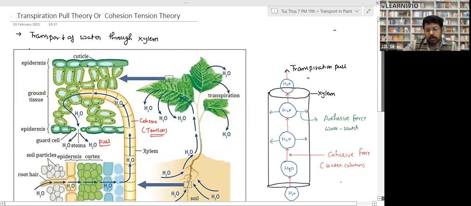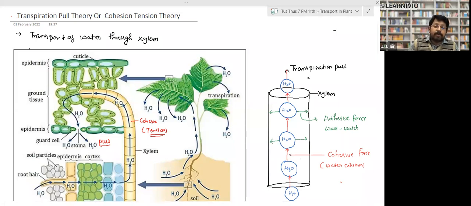So one water molecule is pulling another water molecule, which is pulling another one. All the water molecules are pulling each other with the help of cohesive force. That's how they make a string, or a column of water. Cohesive force is the force which pulls molecules of the same type. So the pulling force between molecules of the same type is called cohesive force.